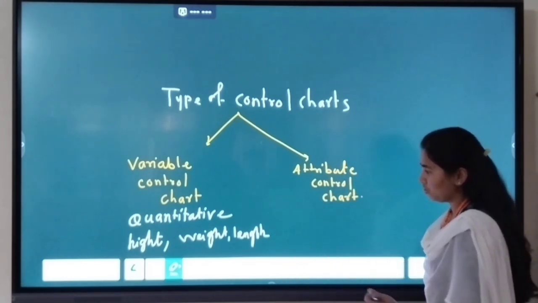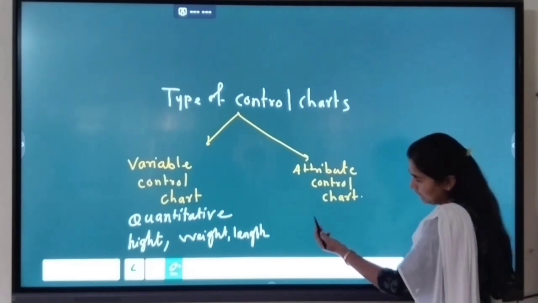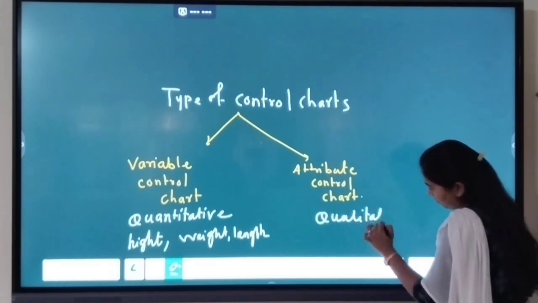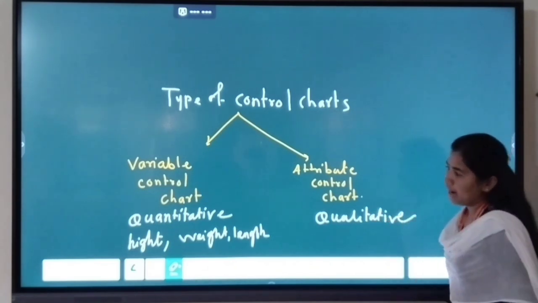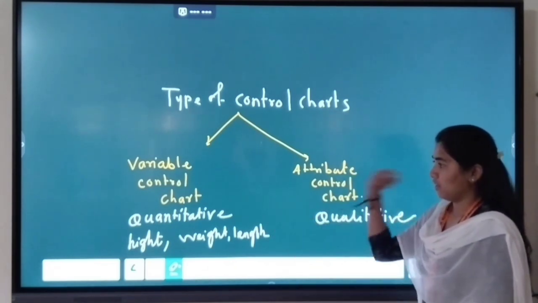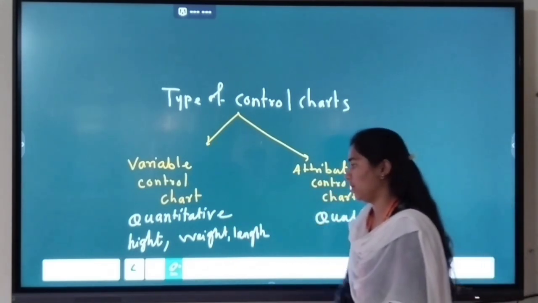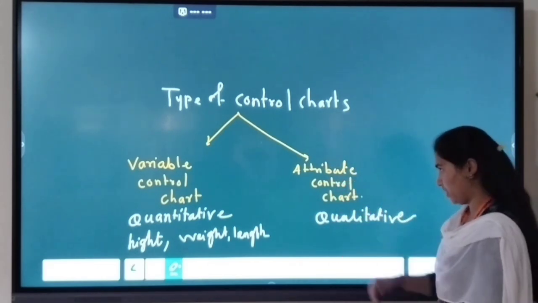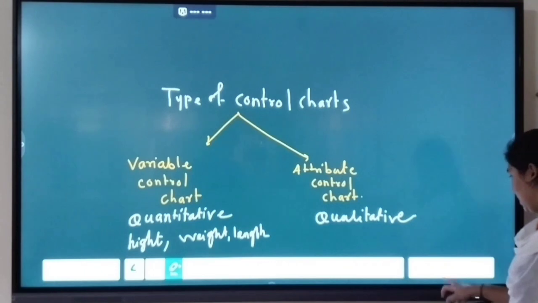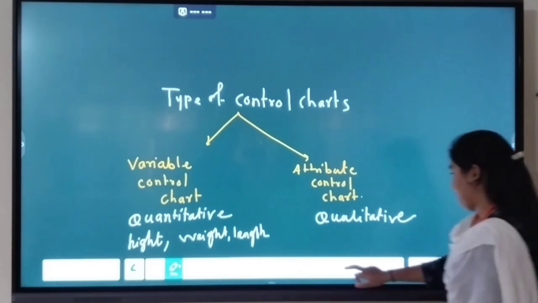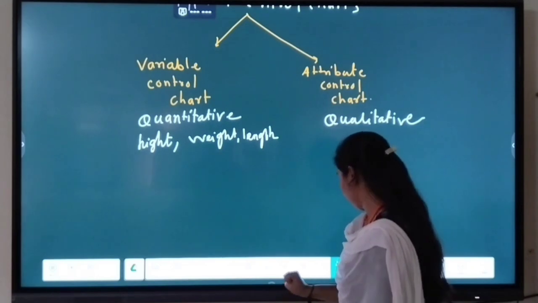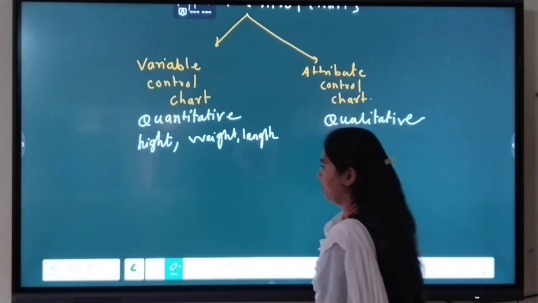Next one is attribute control chart. If the characteristic under study is qualitative, then we use an attribute control chart. Here we focus only on variable control charts. The attribute control chart we focus on in the next lecture. We first discuss type of variable control chart.